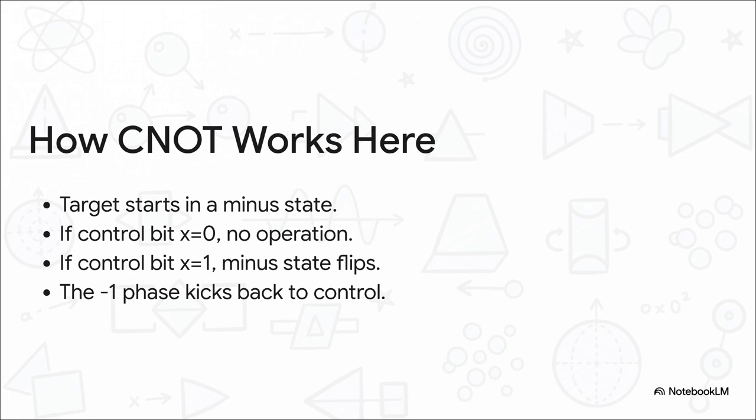First, we initialize our target register in a superposition called the minus state. Next, our control bit X interacts with it. If the control bit is 0, nothing happens, no operation. But if the control bit is 1, the CNOT gate triggers and flips our target minus state. Because it's already a minus state, flipping it is essentially multiplying it by -1. And here is the absolute magic. That -1 phase doesn't stay on the target. It gets kicked right back to the original control register.